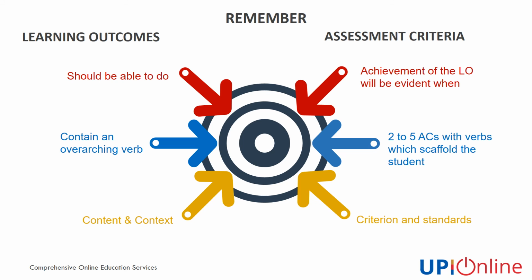Remember, learning outcomes tell the student what they should be able to do, whereas assessment criteria tell the student that achievement of the learning outcome will be evident when they demonstrate certain levels of mastery. Learning outcomes contain overarching verbs, while 2 to 5 assessment criteria are usually given with verbs on lower, middle, or higher Bloom's levels to scaffold the student in achieving the given learning outcome. Lastly, LOs contain the content and context, whereas ACs provide the criterion and standards.